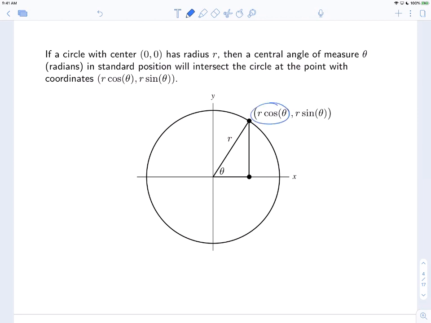So the x-coordinate, again, this tells us how far away we are from the y-axis. This gives us our horizontal distance. So this is r cosine theta. That's the base of this right triangle. The height of this right triangle is given by the y-coordinate, which is r sine of theta. That's this distance here. So this is r times sine of theta. It's the y value, the y-coordinate.